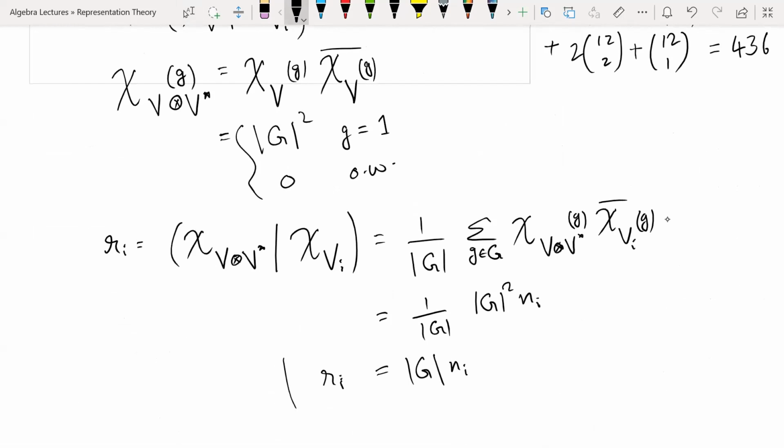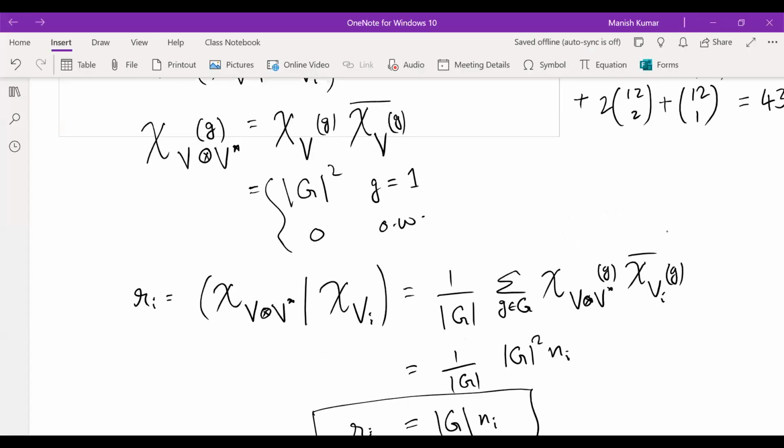Once you realize that you have to use the same trick as in the regular representation, then this is a straightforward problem. Okay. Any questions or comments?